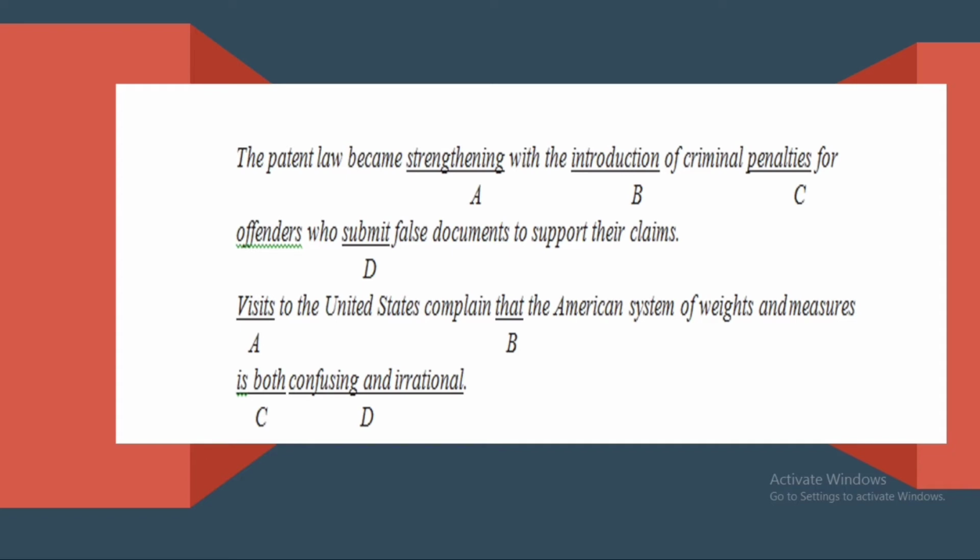Next, yes, visitors to the United States complained that the American system of weights and measures is both confusing and irrational. In this case, visitors means people who visit, so it is used as a noun, and then connected to from the United States and also the American system. After that, mentioned here is of weights and measures. There are two things explained here, so it must be are both confusing and irrational. American system of weights and measures, it must be are both confusing and irrational. So the answer is C.